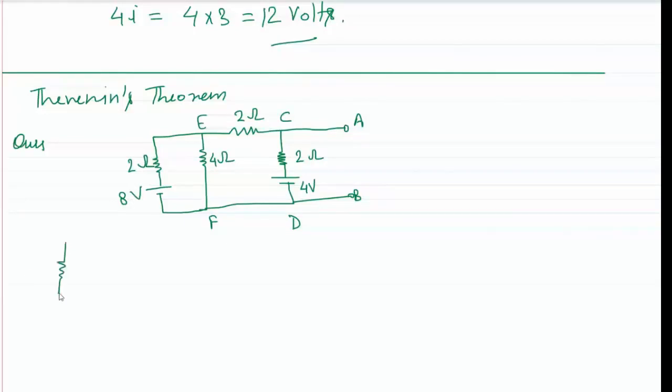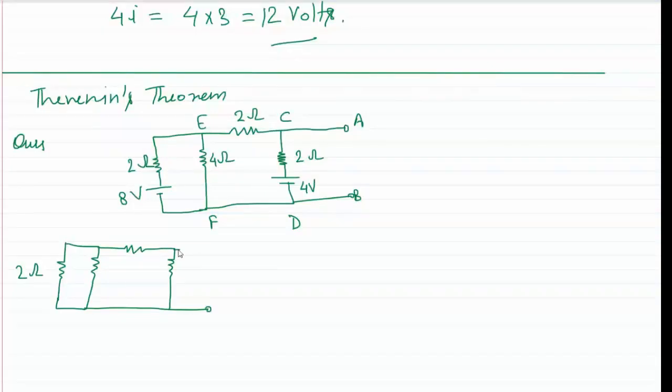To remove all the sources, we will have to change voltage sources into short circuit and current sources into open circuit. Okay. So like this, only 2 ohm, 2 ohm and 2 ohm and 4 ohm, these 4 resistances are remaining. So what is the resistance at this point? What is the resistance value at this point?